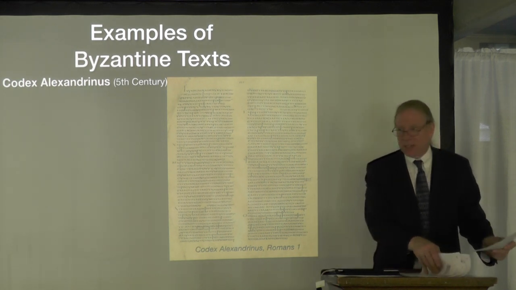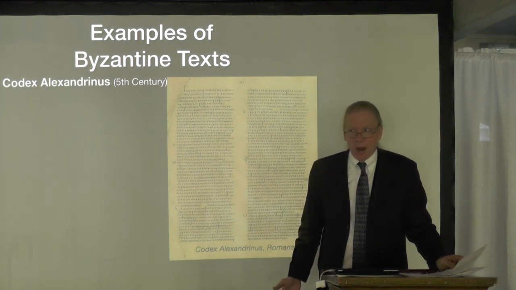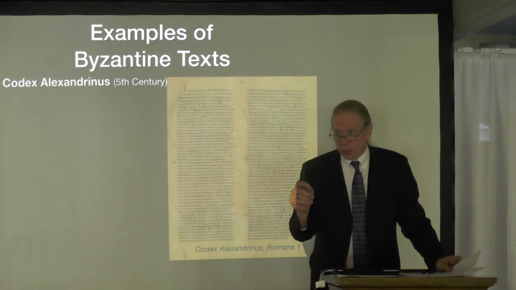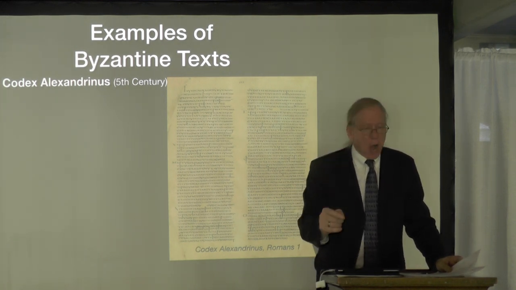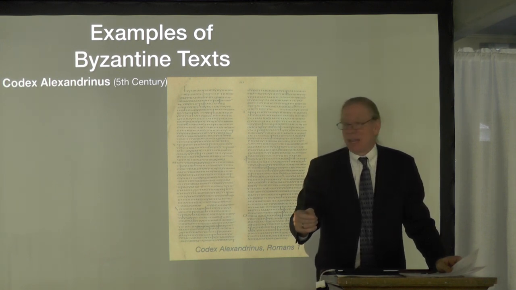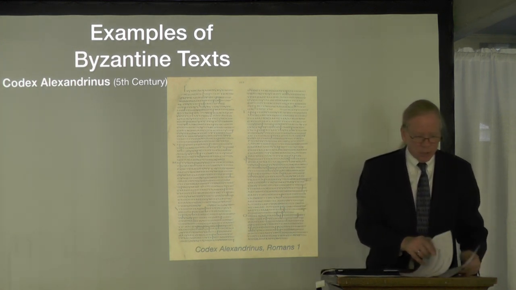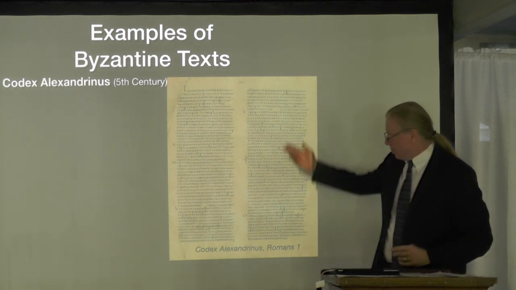But as I mentioned to you, these texts are not some monolithic whole. There are many discrepancies between every single Byzantine text as well. The King James Version of the Bible, by the way, is not based solely upon the Byzantine texts. It isn't. So again, it just shows and demonstrates the ignorance of King James-onlyism. But let's go on. Examples of the Byzantine text.